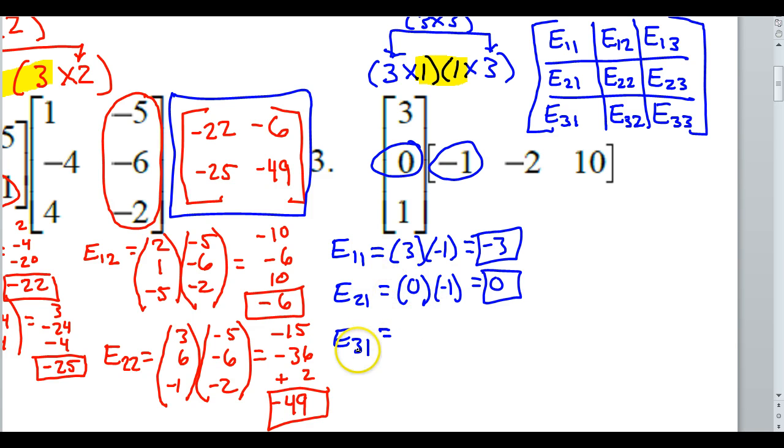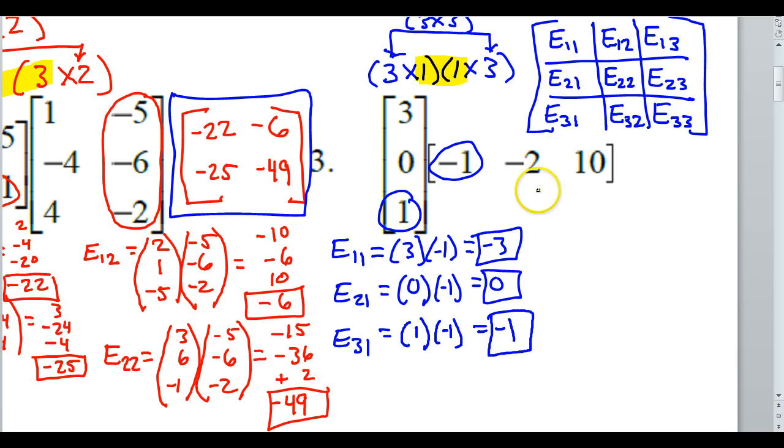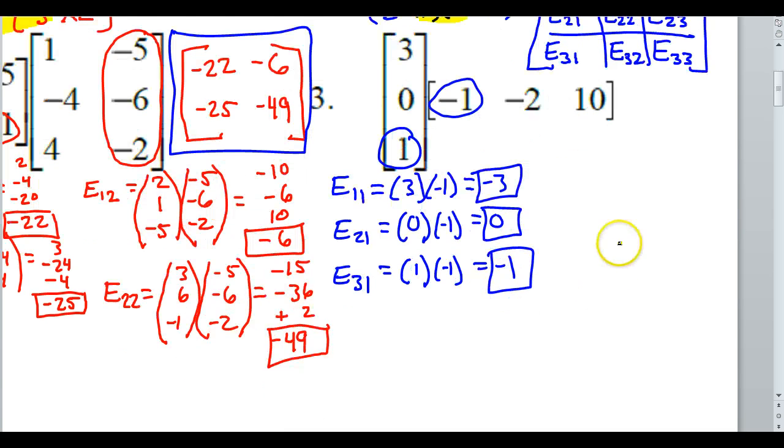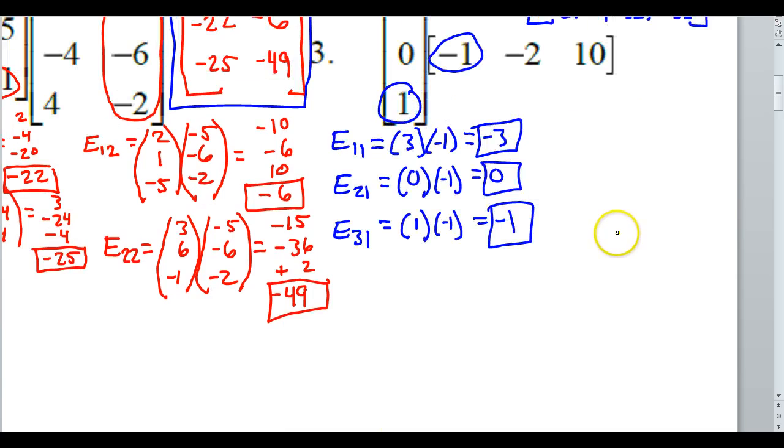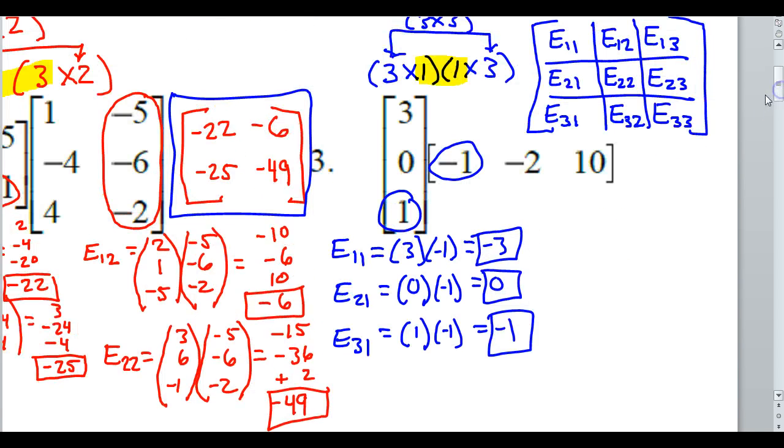That's row 3, column 1. So row 3, column 1. So that's 1 times -1. So these would be the first 3 numbers right there. Just gotta make sure I have enough space. I'm just gonna wrap around and keep going. So next I'm gonna do these 3.